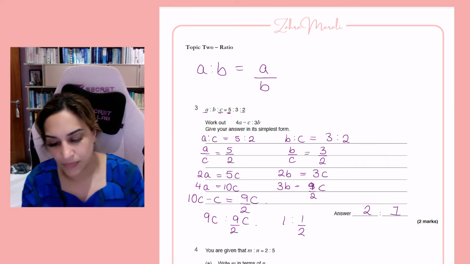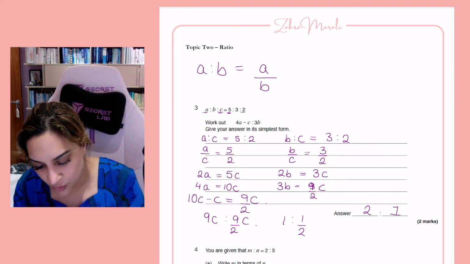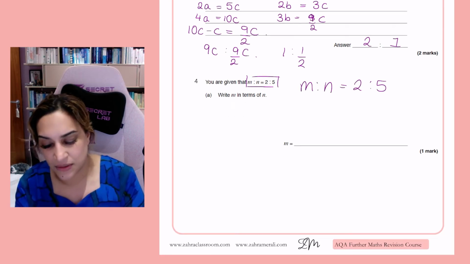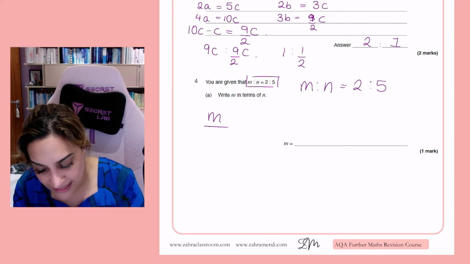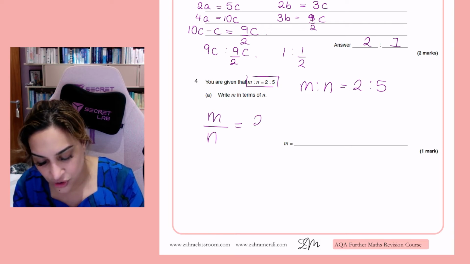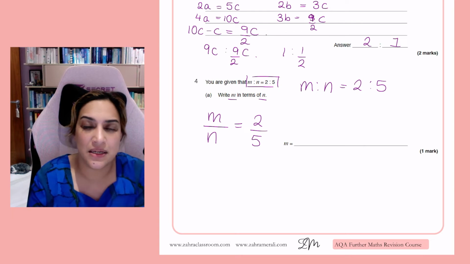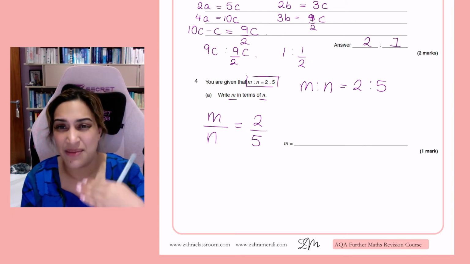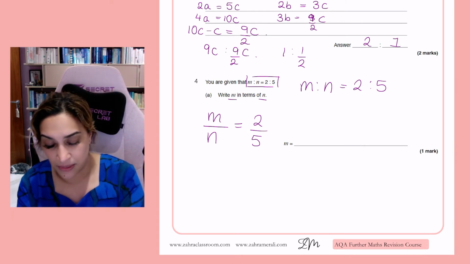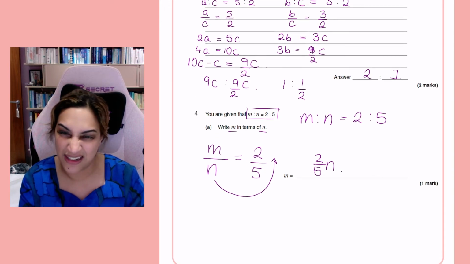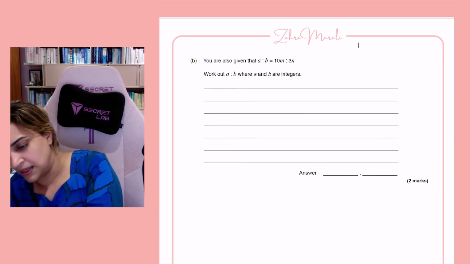Next bit, we're given m to n equals 2 to 5. That tells us m divided by n equals 2 over 5. And we want m in terms of n, so we want m equals something. So I'm going to multiply the n up here, and we're just going to get m is 2/5 n. Now we need that for the next bit, so let's write it up here.